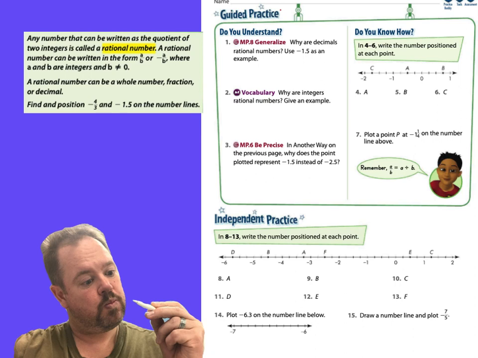All right, now we're on page 151. Starting off with number 1, it says, why are decimals rational numbers? Well, decimals are rational numbers because decimals can be written as fractions. And as we learned on the vocab part, all fractions can become rational numbers.